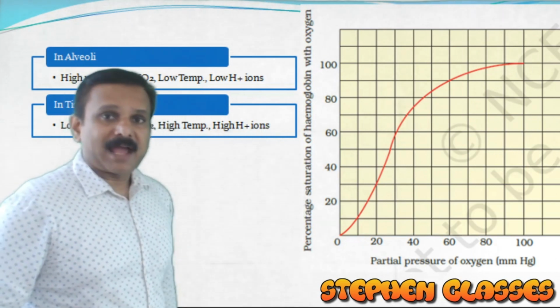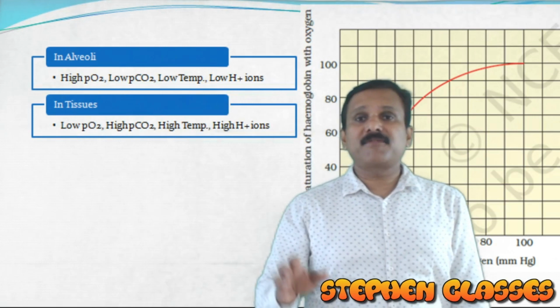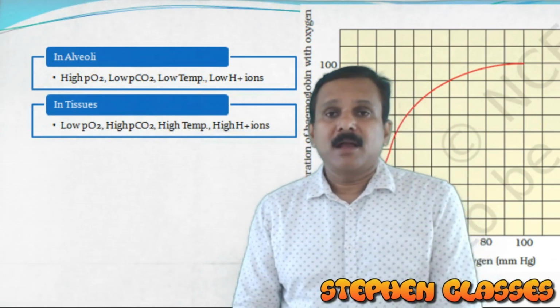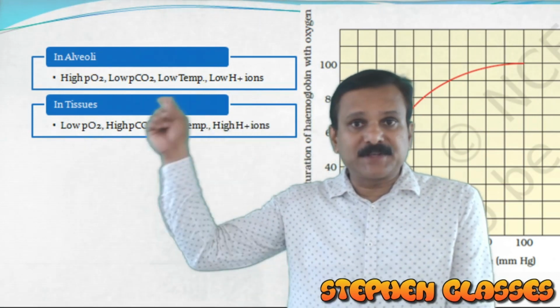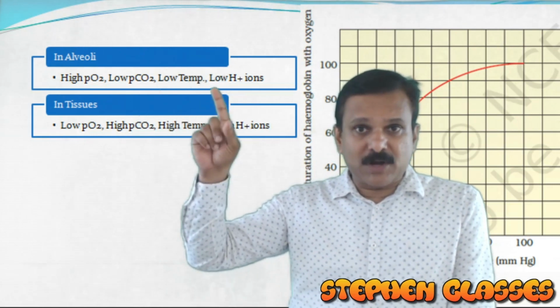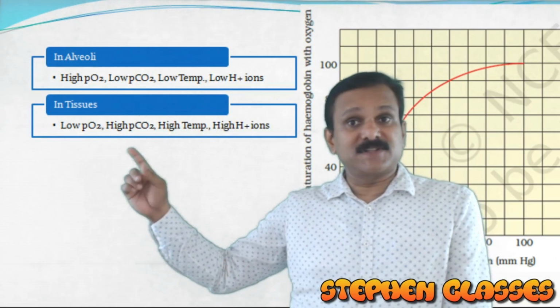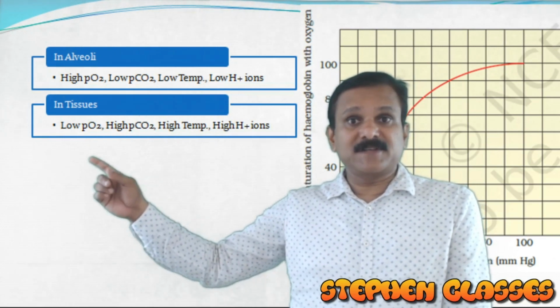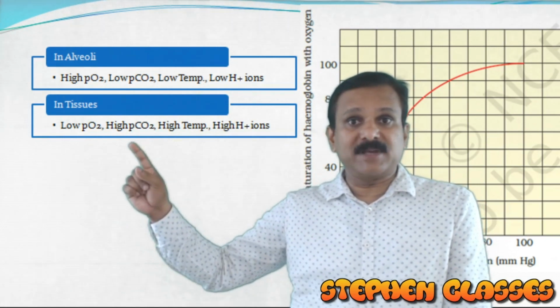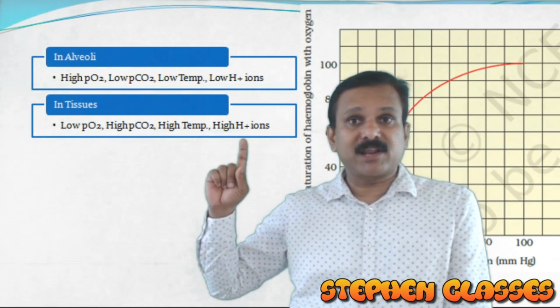In alveoli, what are the conditions prevailing for formation of oxyhemoglobin? High PO2, low PCO2, low temperature, and low H plus ion concentration. Then what about in tissues? In tissues, the conditions for dissociation are: low PO2, high PCO2, high temperature and high H plus ion concentration.